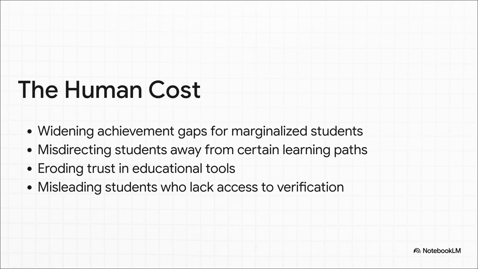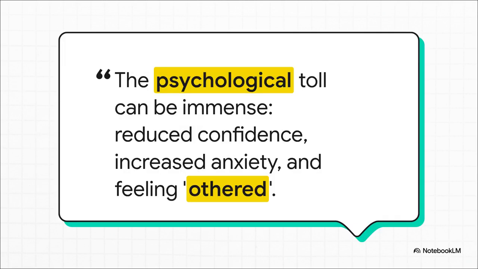And what about a student who gets a hallucinated fact from an AI tutor? If they don't have someone at home to help them double-check it, they just learn the wrong thing. That's a huge problem. This isn't just about grades on a report card. The psychological toll can be huge.